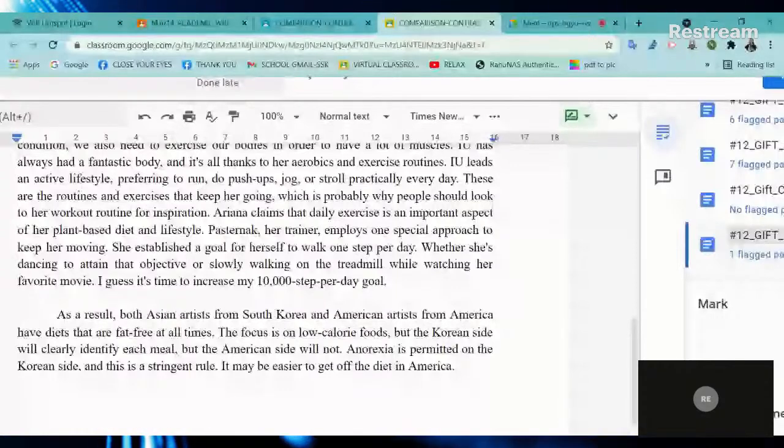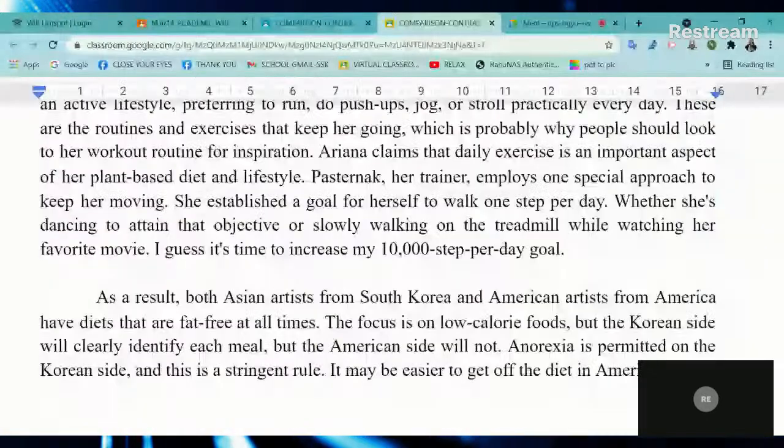Her trainer employs a special approach to keep her moving. She established a goal for herself to walk once per day, whether she's dancing to attain that objective or slowly walking on a treadmill while watching her favorite movie. I guess it's time to increase my 1,000 per day goal. As a result, both artists from South Korea and America have diets that are fat-free at all times. The focus is on low-calorie foods, but the Korean side will clearly identify each meal, but the American side will not. No rice is permitted on the Korean side, and this is a stringent rule. It may be easier to get off the diet in America.